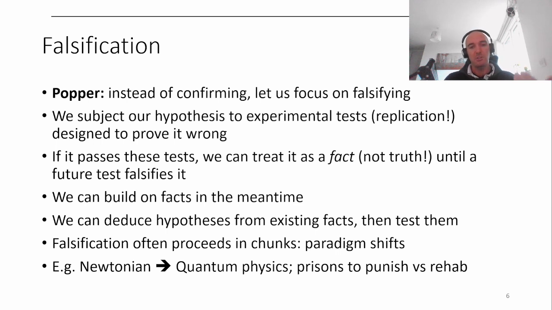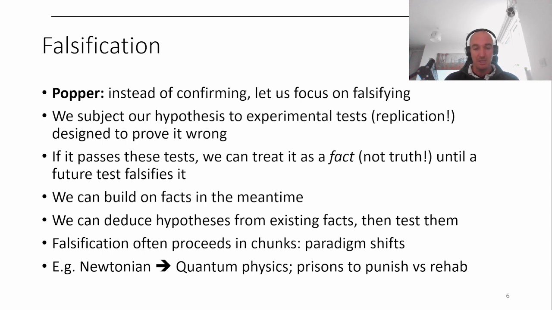Often falsification of this sort proceeds in chunks. So we get these kind of big paradigm shifts where we build on existing facts, build and build and build, and we seem to have this wonderful edifice that works in all these ways and seems broadly correct. And then weirdly, all of a sudden, new facts seem to emerge that seem to not be coherent with our existing paradigm. And eventually the weight of those facts gets too much for the paradigm to bear, and you need to shift to a new paradigm.